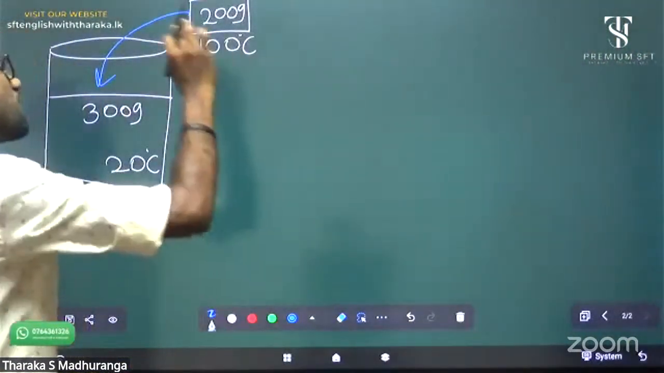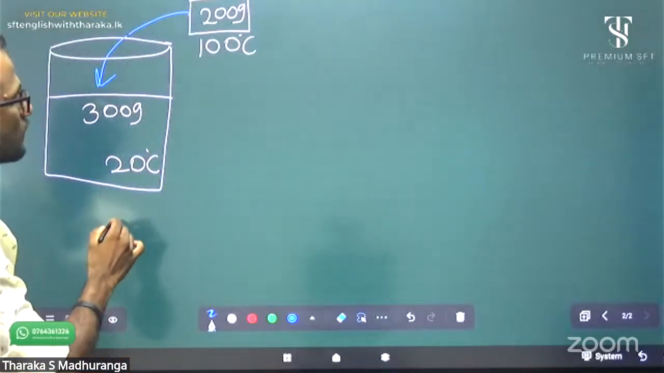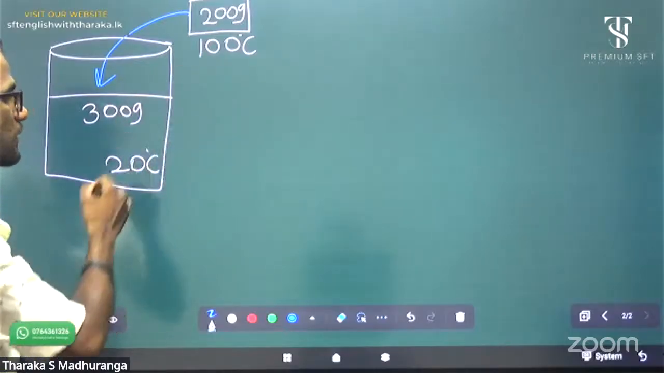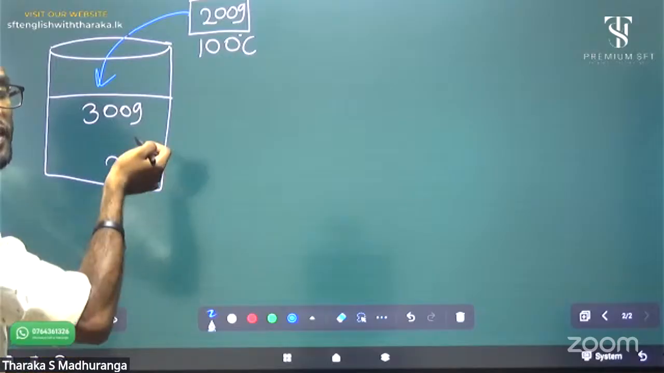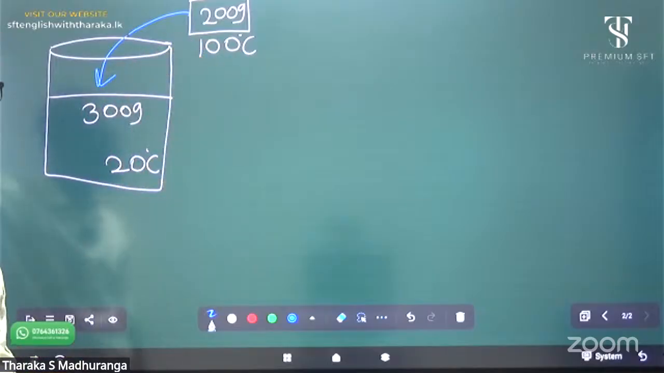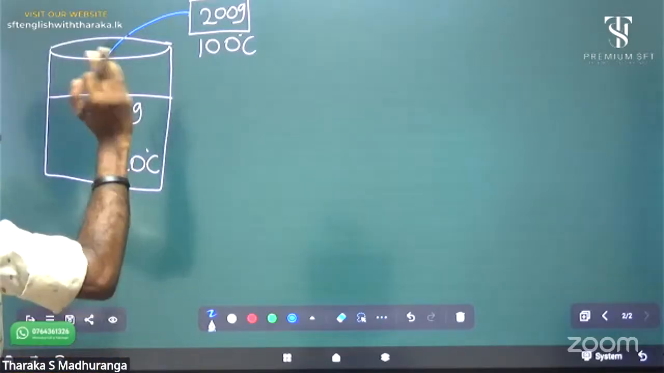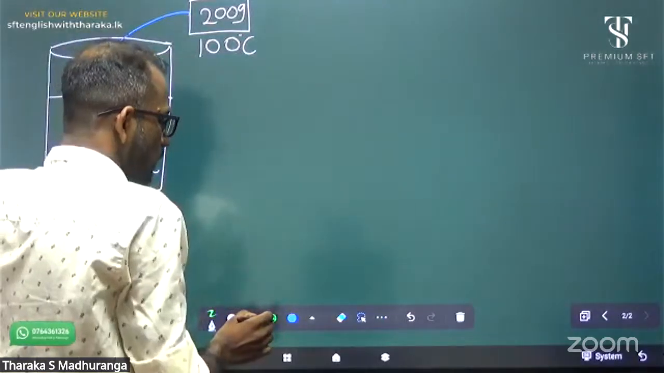I told you, it is always a stable equilibrium. The final temperature is always between 20 and 100. The final temperature is greater than 20 and less than 100. That's very important to get the temperature difference.